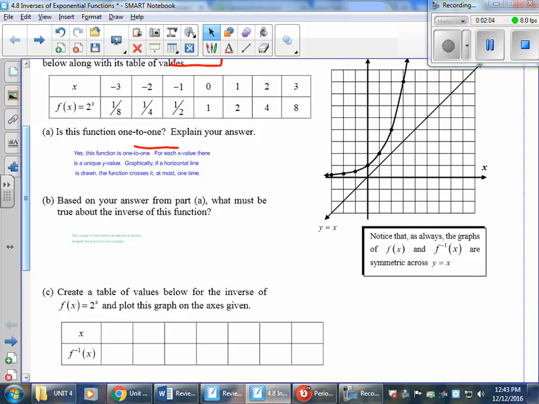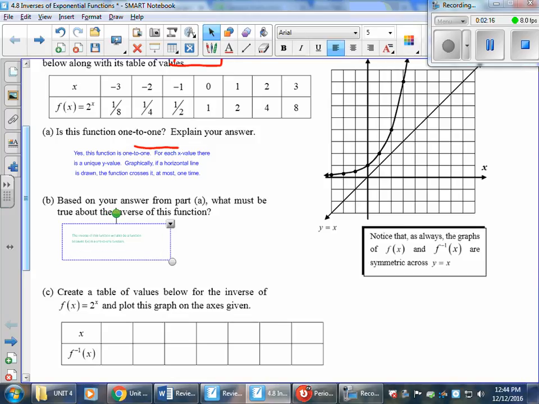B says, based on your answer from part A, what must be true about the inverse of this function? Well, the inverse of a function that's one-to-one will also be a function. Hopefully you're going to remember that part. So, again, we're going to make sure the inverse of this function will also be a function because f of x is a one-to-one function. Make sure you're always explaining your thoughts.